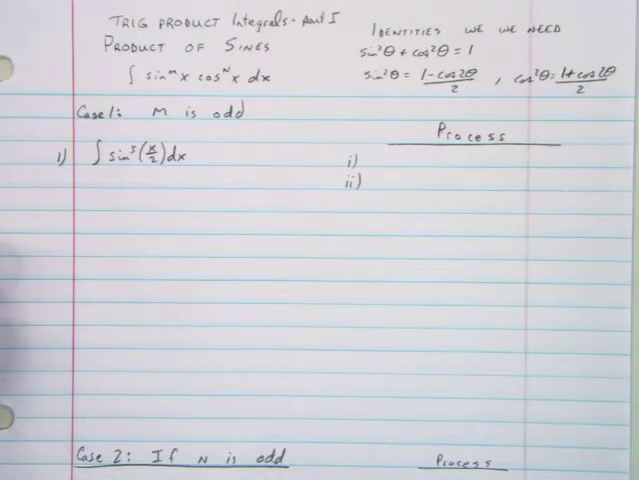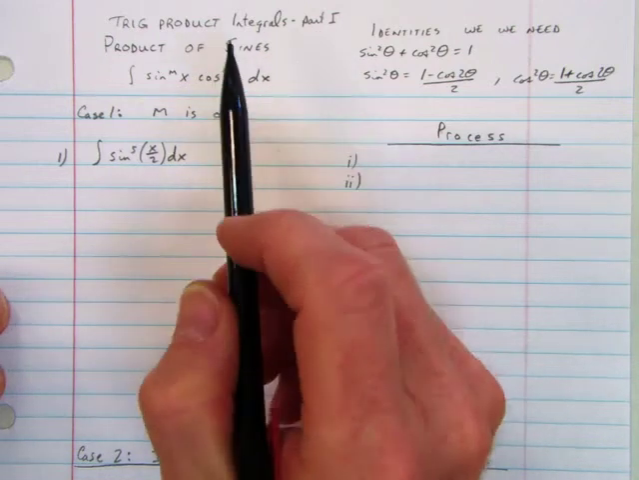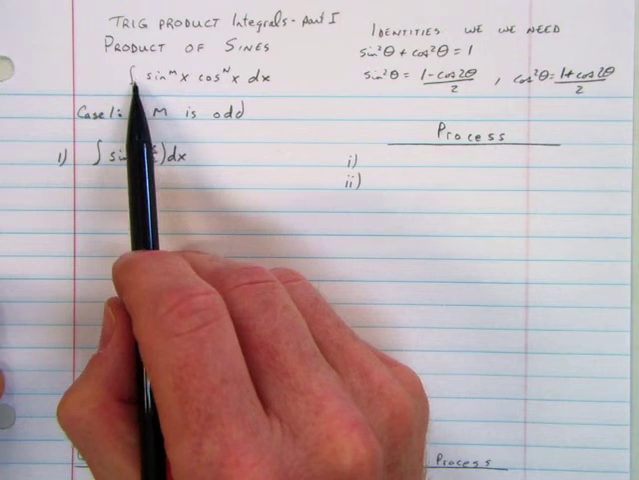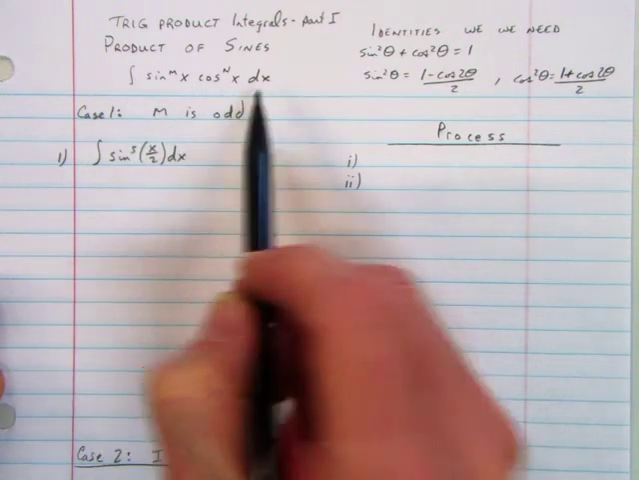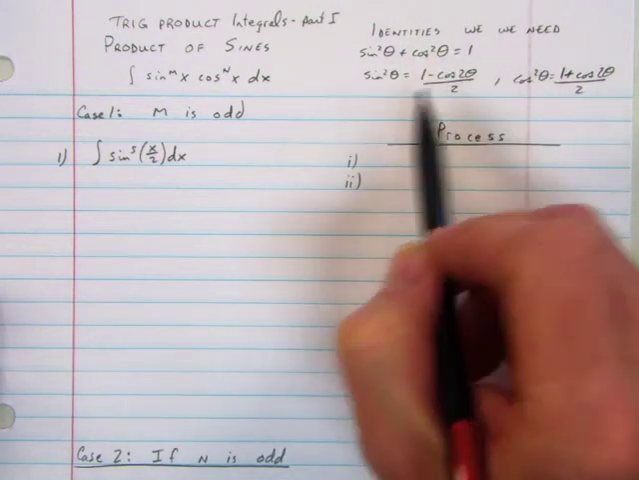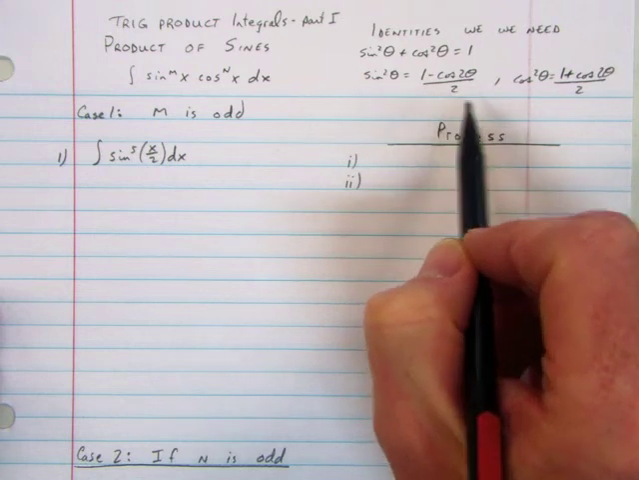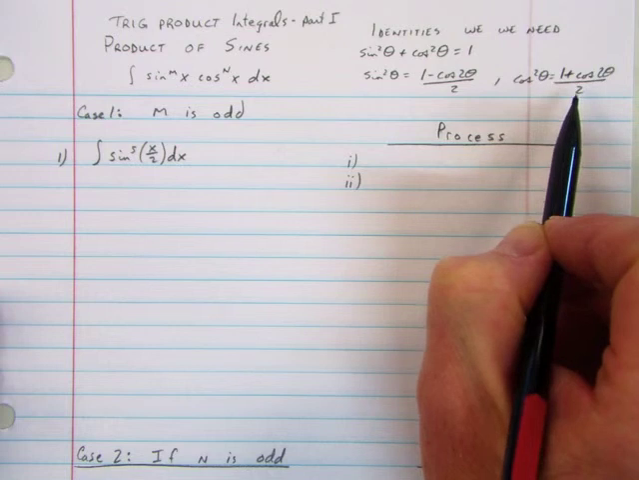The next type of integrals we're going to learn is trig product integrals, and this is going to be part 1. We're going to learn the product of sines, things of the form sine to a power times cosine to a power dx. Identities we'll need: sine squared plus cosine squared equals 1, sine squared theta equals (1 minus cosine 2 theta) over 2, and cosine squared theta equals (1 plus cosine 2 theta) over 2.